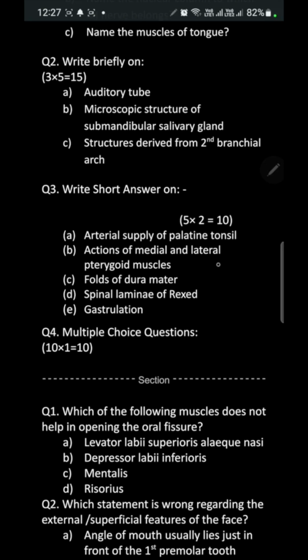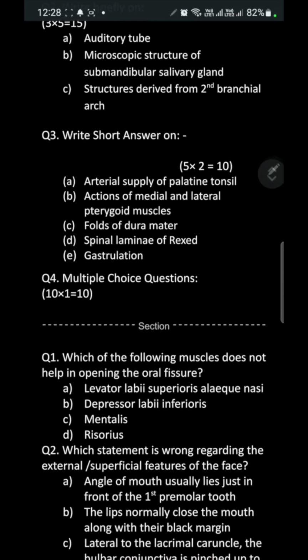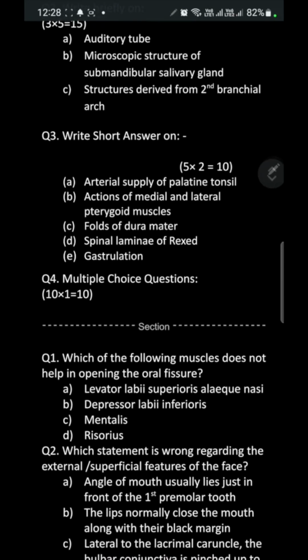Then, action of medial and lateral pterygoid muscles. This also is given in the books. You should describe this. Folds of the dura mater, an easy one. Remember the falx cerebri, falx cerebelli, tentorium cerebelli, and the diaphragma sellae. Spinal lamellae of Rexed. Again, this is simple. Just draw the diagram and explain all the lamellae. Gastrulation, again, the formation of the trilaminar embryonic disc.